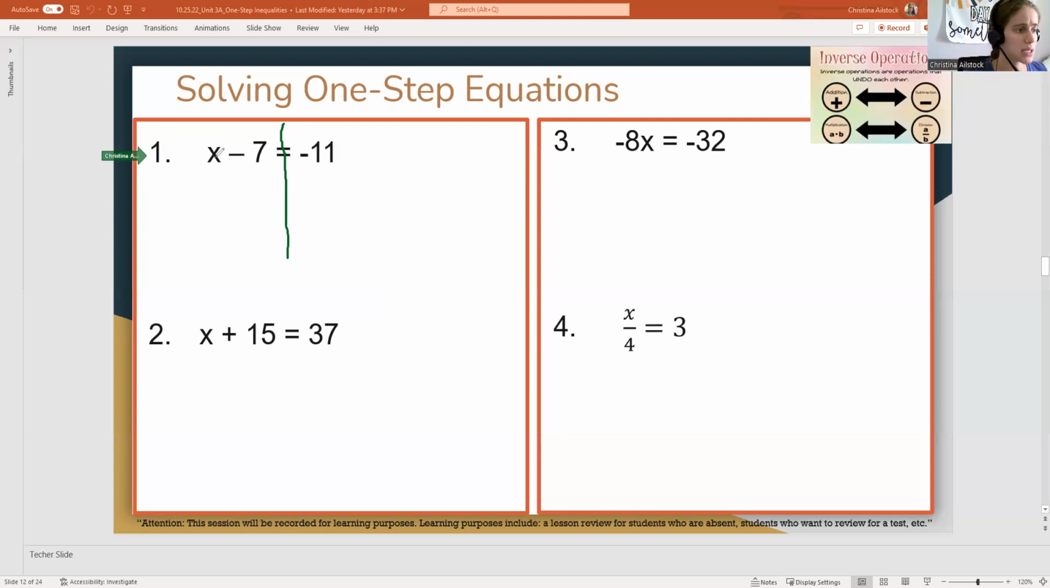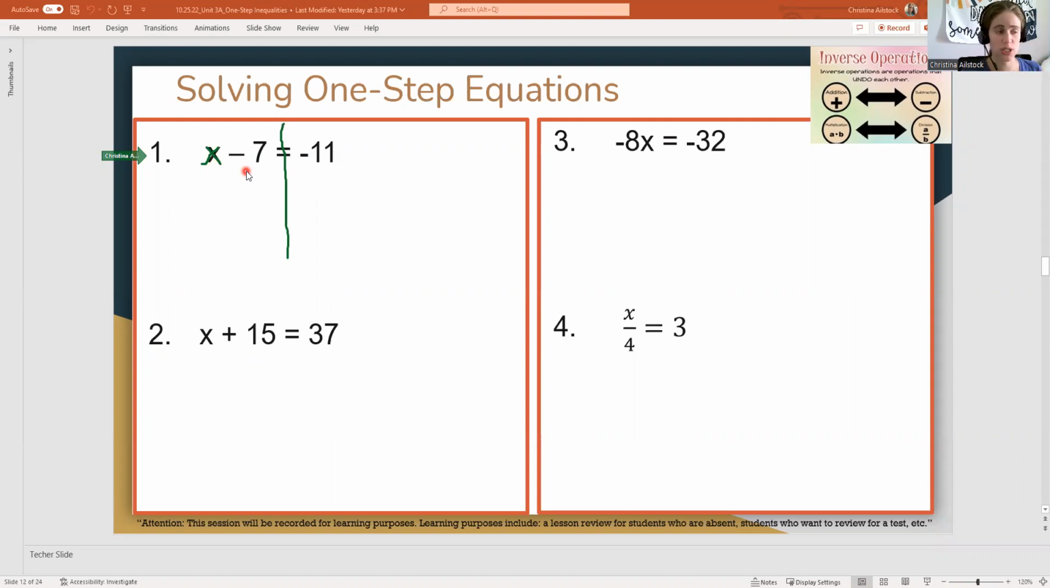And I want to get this x, I'm going to make it green, all by itself. So what is currently in the way of the x being by itself? Well, that would be our -7, because that -7 is on the same side of the equation. We could think of it as they're in the same room. If you have two people in the same room, you're not alone. You've got a companion. So we have to get rid of that -7.